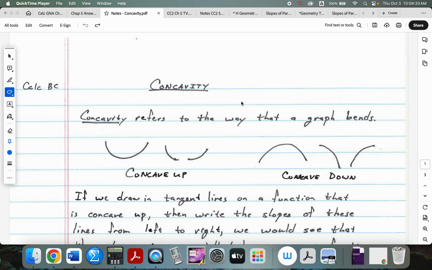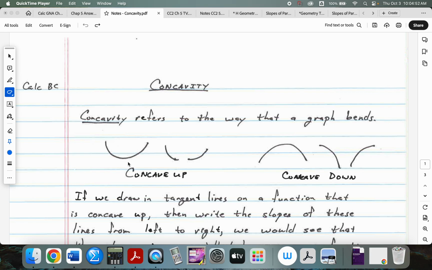Today we're going to be talking about concavity. I think you've talked about concavity in previous math classes, yes? A little bit? Okay. So concavity just refers to the way the graph bends.